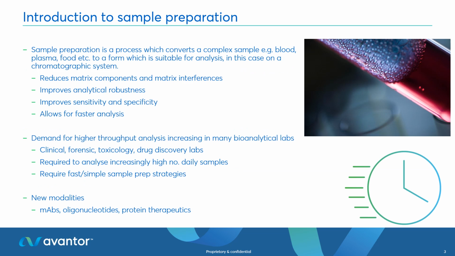Sample preparation is a process by which we can convert complex samples, such as blood, plasma, food, etc., to a form that would be suitable for analysis on a chromatographic system in this scenario. It has significant advantages. It reduces the matrix components and also matrix interferences. This allows us to get better sensitivity, improves the instrumentation and column lifetime, and because it's a less complex sample, means that we can now do faster analysis. We've got less things to separate.